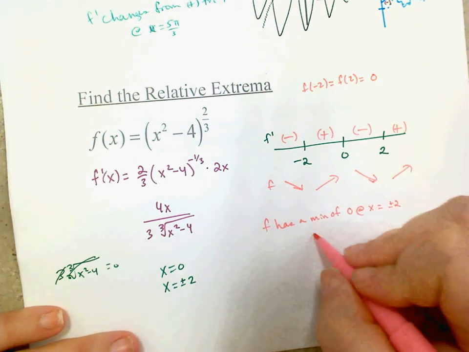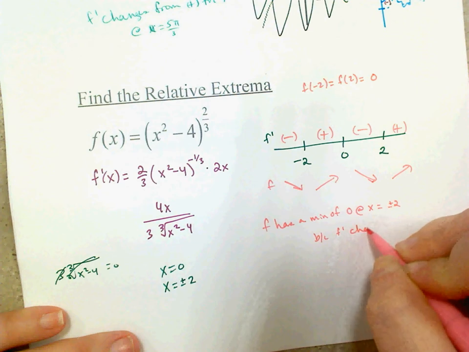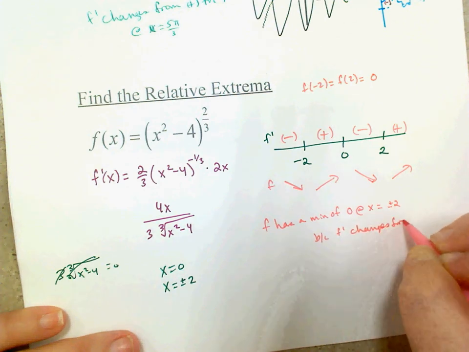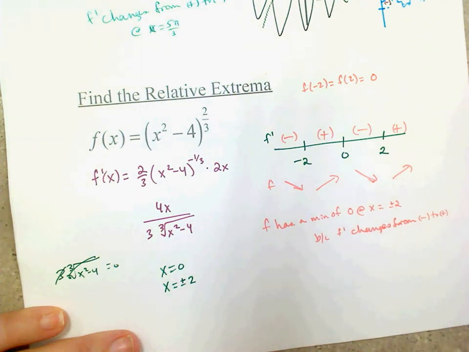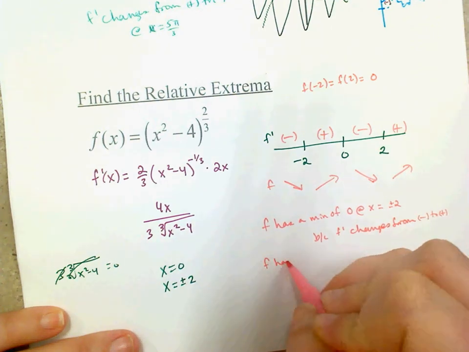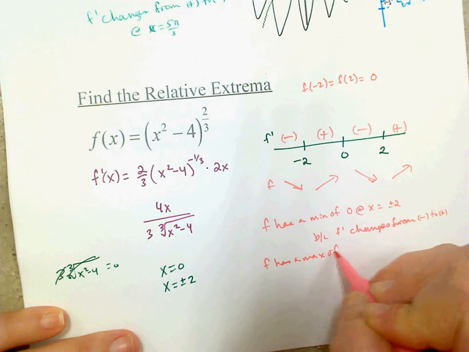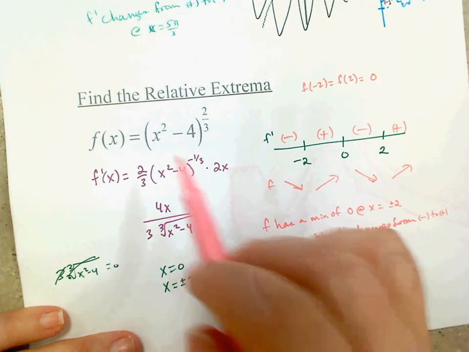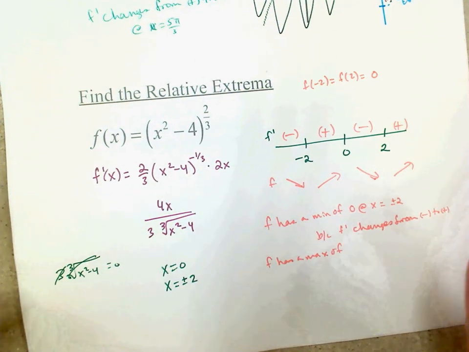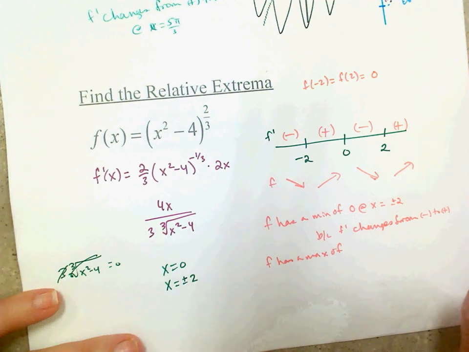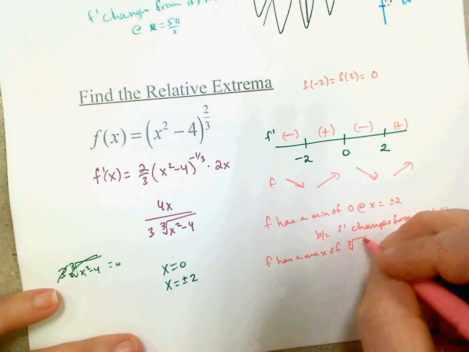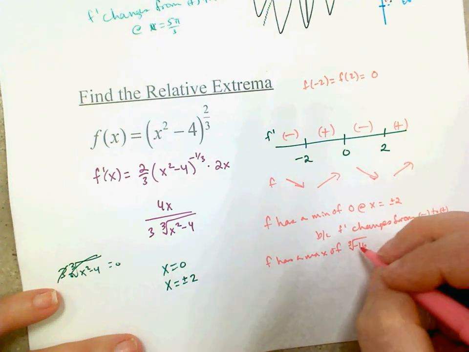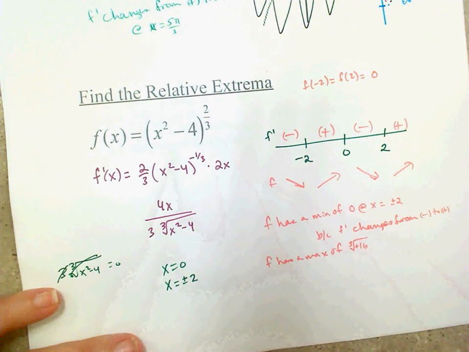Because f prime changes from negative to positive at these values. And then f has a max of, if I plug in 0, I get negative 4 to the 2/3. You could say the cube root of 16 if you wanted to. Or you could just say, let's just go ahead and do that. The cube root of negative 16, positive 16. Why did I say that? Negative 4 squared, and then the cube root.